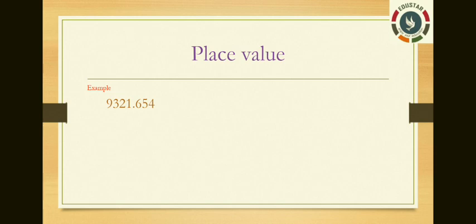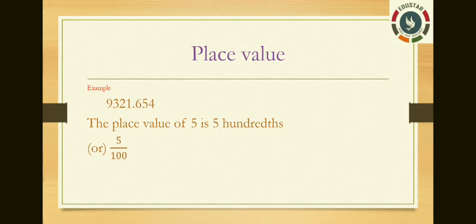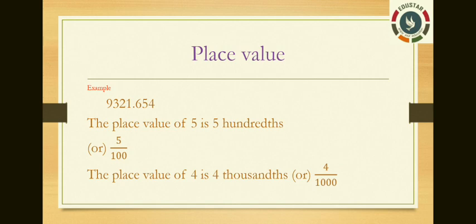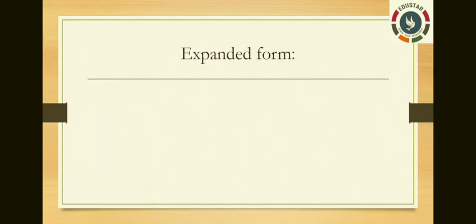Now we are going to see place value. What is the place value of 5? Yeah, correct. The place value of 5 is 5 hundredths, written as 5 by 100. Next question. What is the place value of 4? Yeah, correct. The place value of 4 is 4 thousandths, or 4 by 1000.